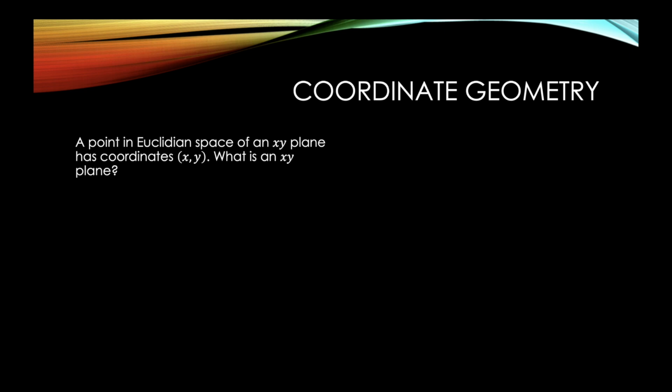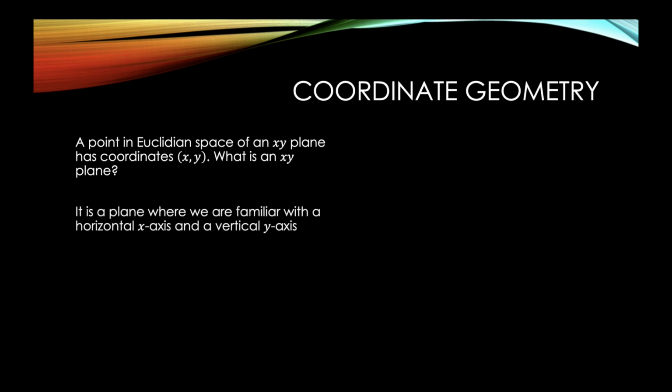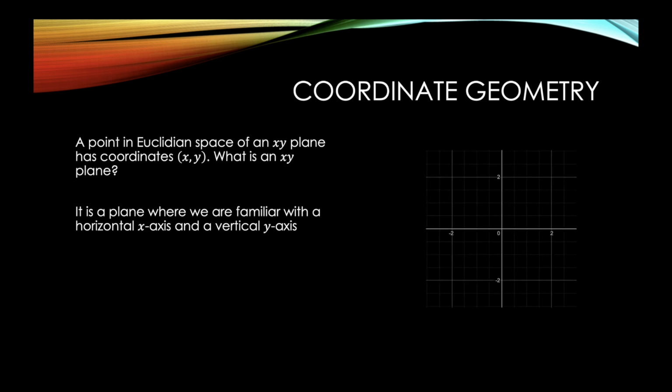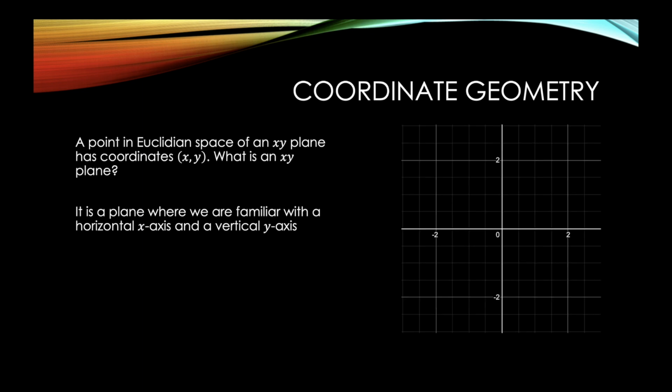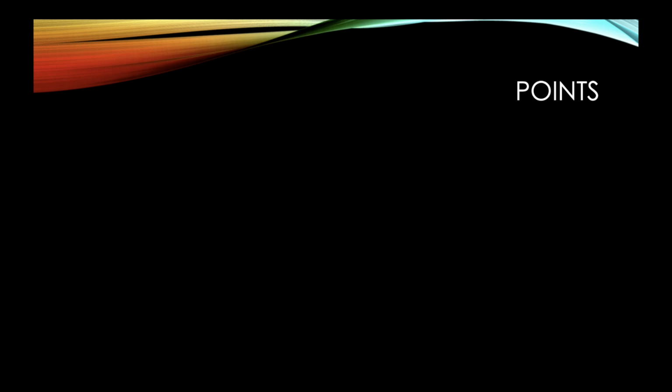What is an xy plane? So this is where we explain about plane geometry. We're familiar with this idea. It's a plane where we have a horizontal x-axis and a vertical y-axis, just literally like what your graph paper looks like. That is your xy plane, provided you label the horizontal axis as x and the vertical axis as y. Okay, and we'll be assuming so throughout the course of this video and throughout this series, unless stated otherwise.